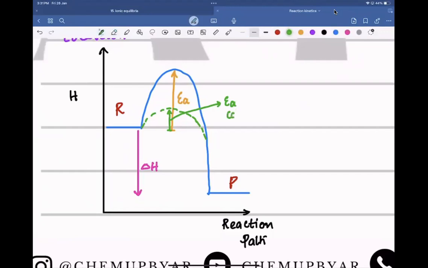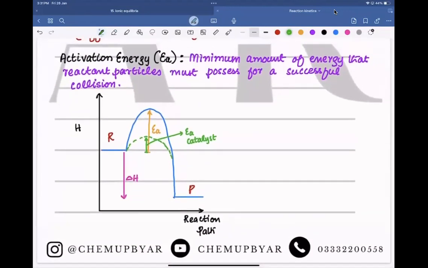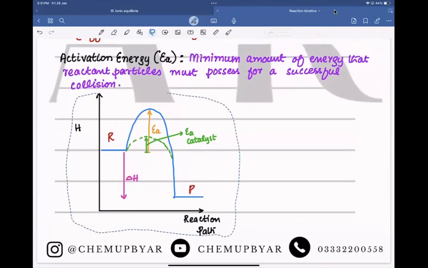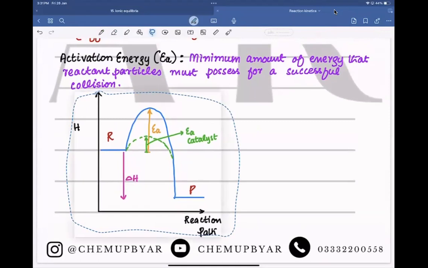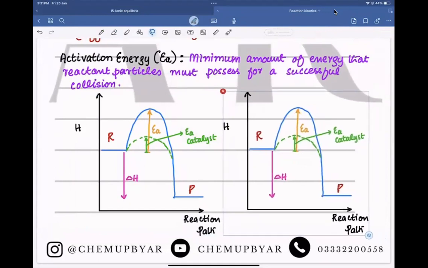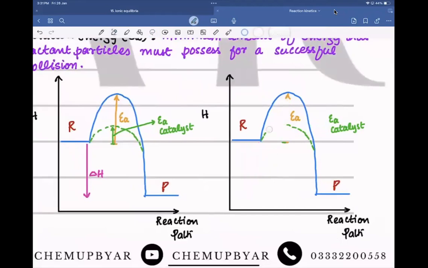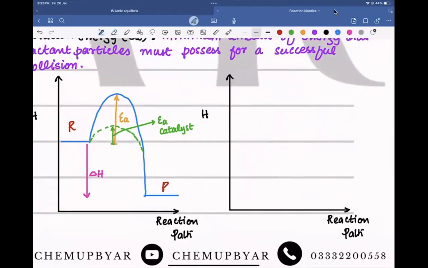Is this clear to all of you? Okay, so this is for an exothermic reaction, right? And here it is for an endothermic reaction, where the reactants have a lower energy, the products have a higher energy, and the reaction will proceed in this way.